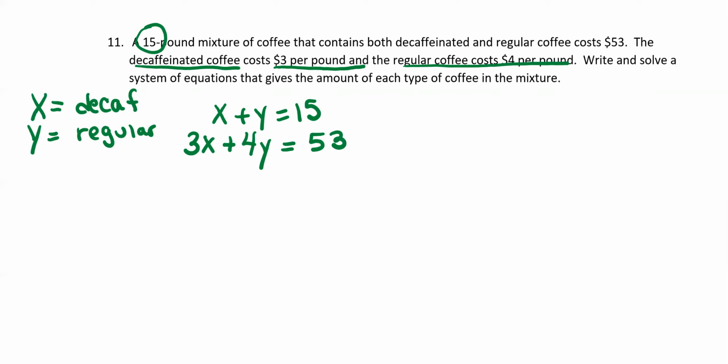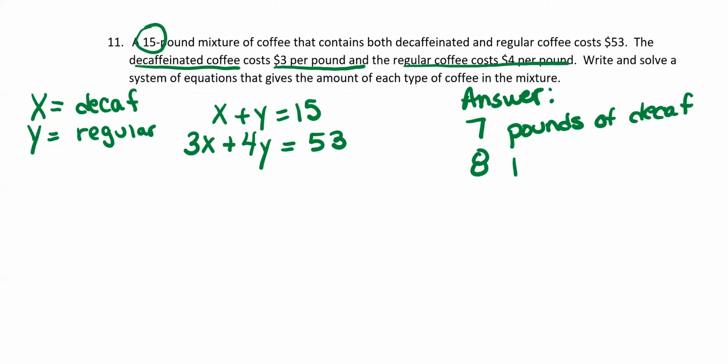Again, solve by substitution or elimination. And the answers are 7 pounds of decaf and 8 pounds of regular.